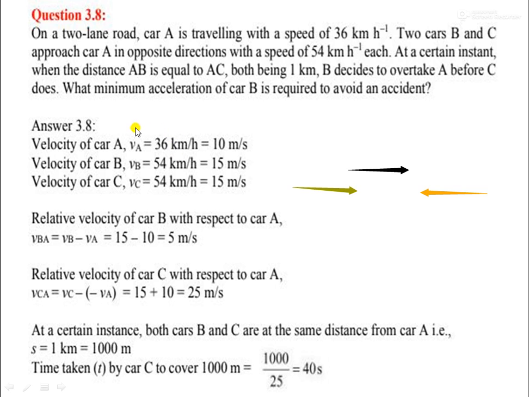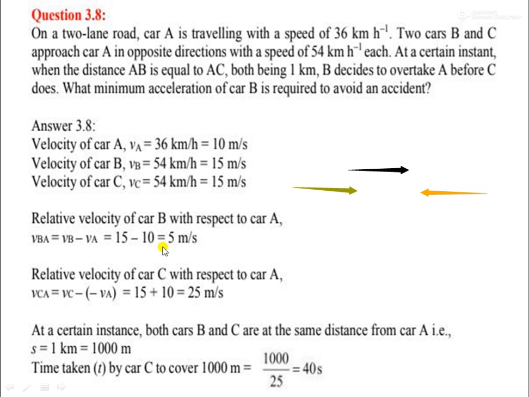Okay, now the three speeds of three different cars are like this: 36, 54 and 54. If you convert it in meter per second, that is multiplying by 5 by 18, you get 10, 15 and 15. Now you have to find the relative velocity in this case. How do you find relative velocity? See, first you have to find the relative velocity of car B with respect to A. This is car B and this is car A. They both are moving in the same direction. When two things move in the same direction, the relative velocity can be calculated by subtracting. So this is 15 minus 10, so you get 5 meter per second.